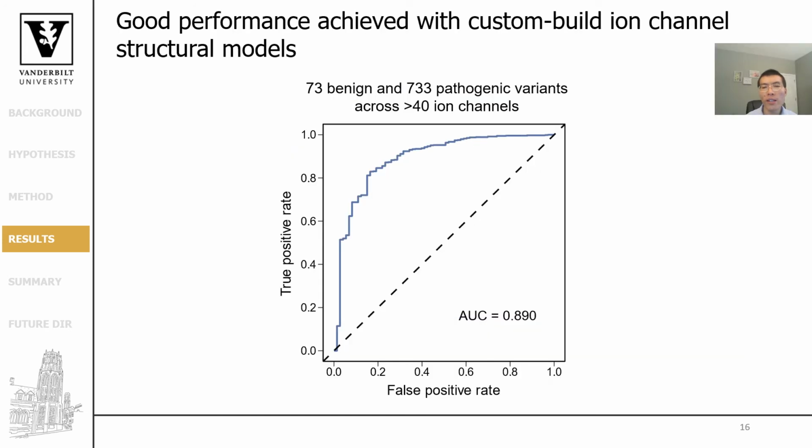And in this analysis, the custom-built homology models did not compromise the ability of the COSMIS score to predict variant pathogenicity. In fact, COSMIS achieved excellent area under the ROC curve for predicting the pathogenicity of ion channel missense variants, as shown in this ROC curve.